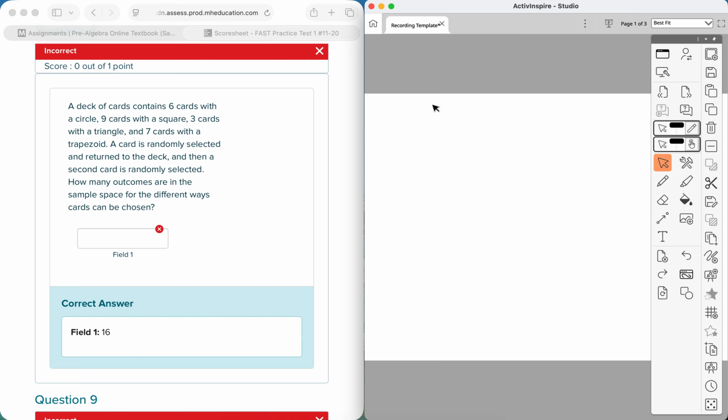6 cards with a circle, 9 with a square, 3 with a triangle, 7 with a trapezoid. I'm gonna write that. 6 circle, 9 square. I don't know. Okay, whatever. 3 triangle, and then 7 trapezoid.